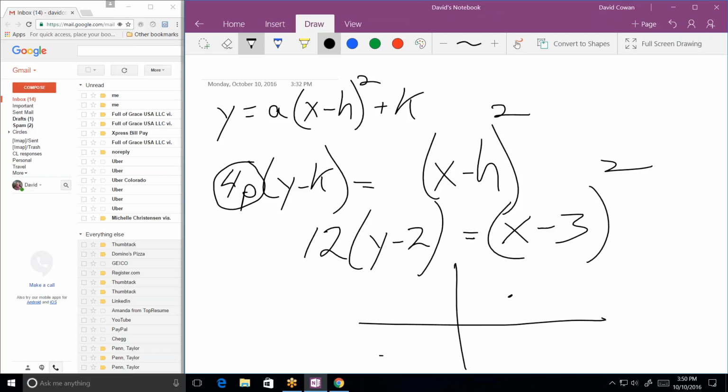I know that it opens up because everything's positive. Remember, I need a negative number in front of the x squared term for it to open down. So I know that it opens up. Now the question is, where is P relative to the vertex? In other words, this distance right here is P. What is that distance?